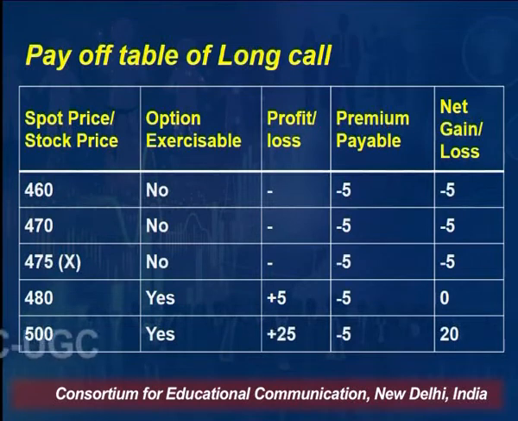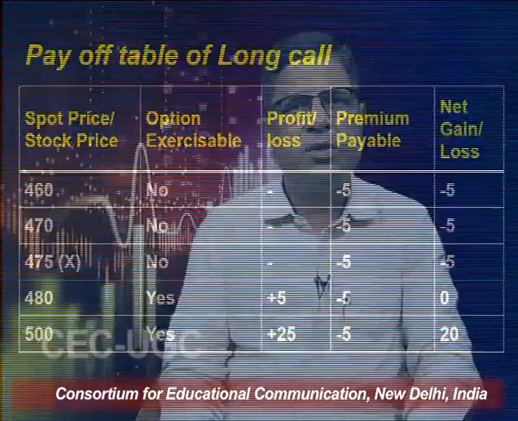If the price is 480, then he will exercise the right, so that he becomes break even. The current market price is 480 rupees. The contract to buy the share is at 475 rupees. It means the option holder is getting a benefit of 5 rupees if he buys the share at 475 rupees and the current market price is 480 rupees. Thereby he will make a profit of 5 rupees on each share. Since he has already paid a premium of 5 rupees, it means at 480 rupees the option holder will be break even. No profit, no loss.